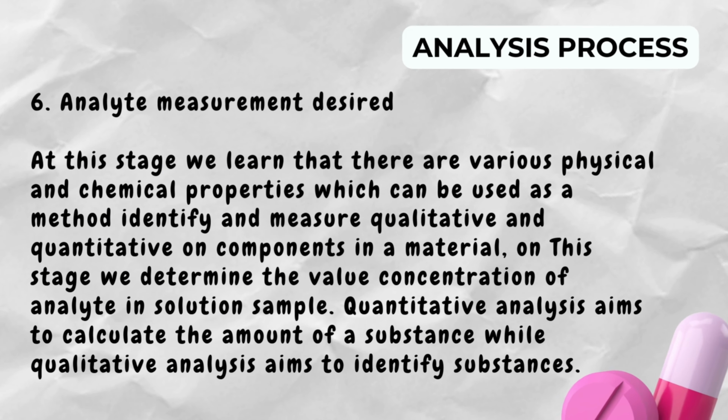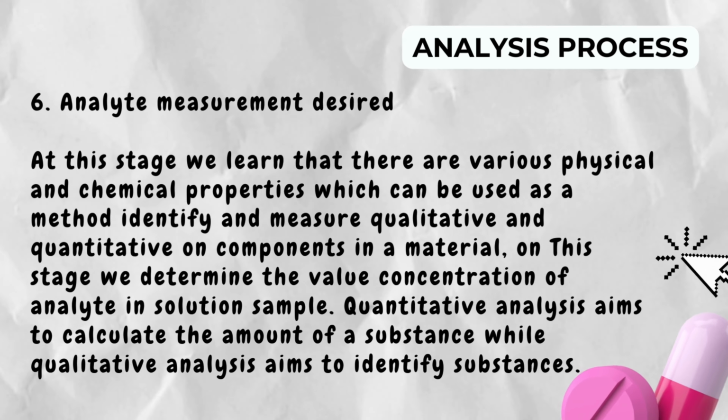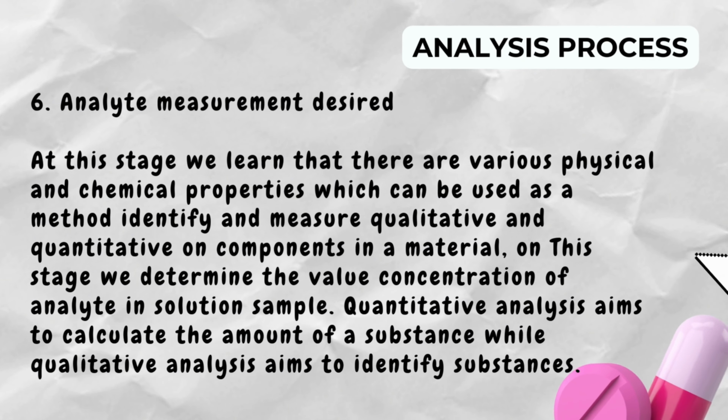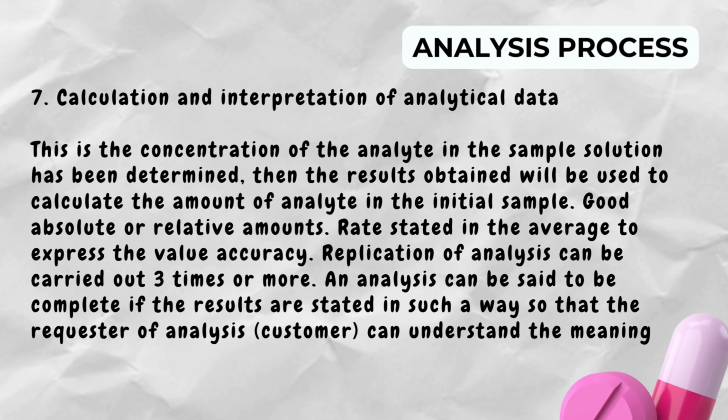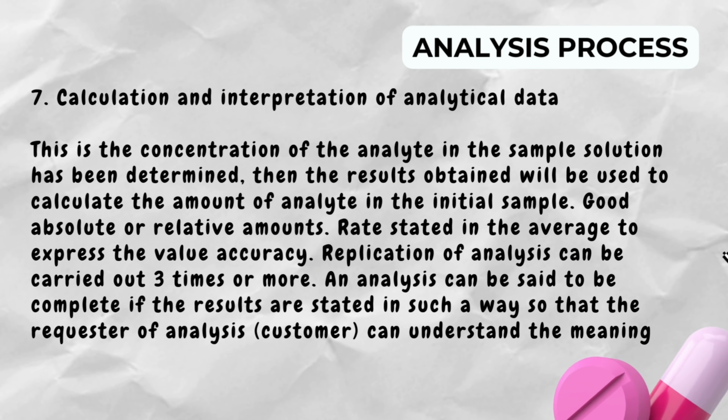6. Analyte measurement. At this stage we learn that there are various physical and chemical properties which can be used as a method to identify and measure qualitatively and quantitatively the components in a material. 7. Calculation and interpretation of analytical data. Once the concentration of the analyte in the sample solution has been determined, the results obtained will be used to calculate the amount of analyte in the initial sample, either absolute or relative amounts.